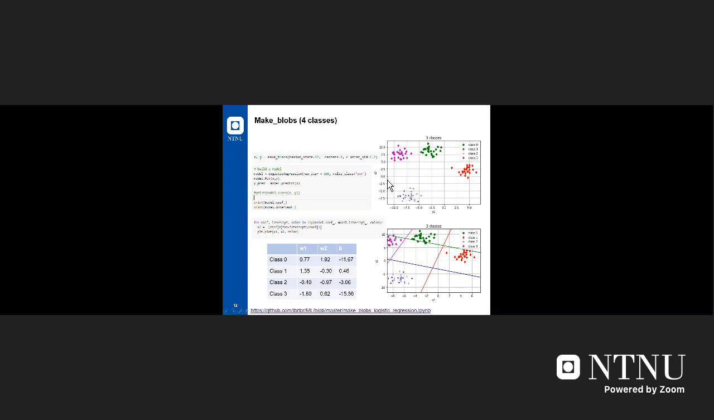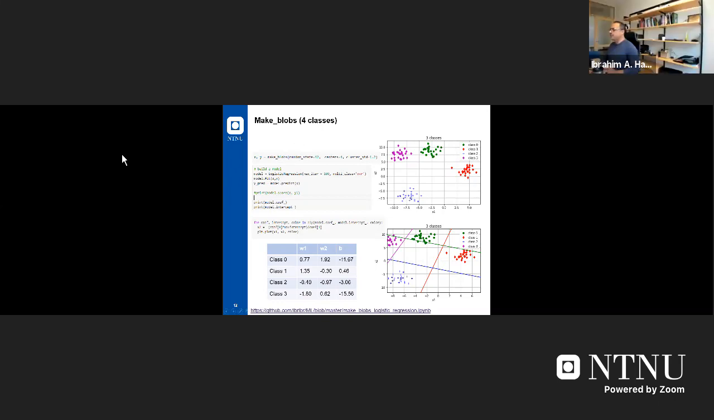Excuse me? Yes. Could you please increase the size of the slide? It's very little. It's so difficult to see. Yeah. Okay. So we will stop and try to fix it.